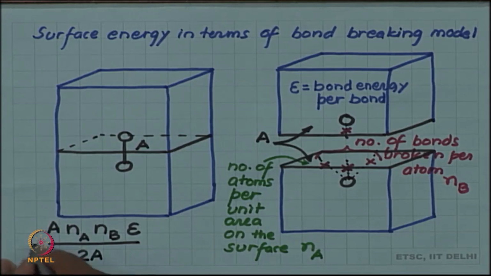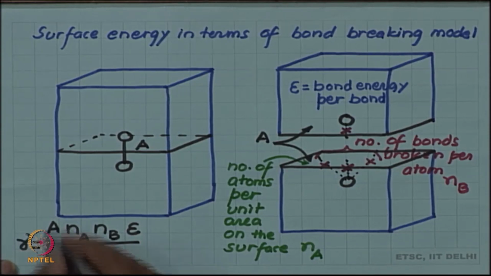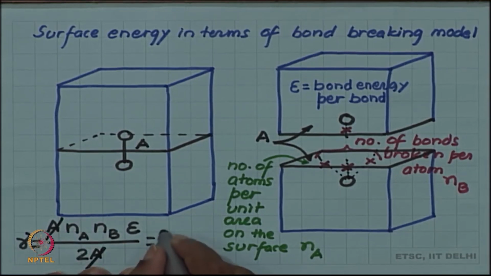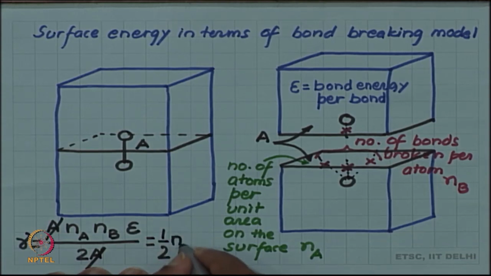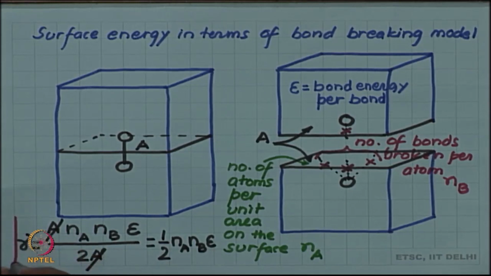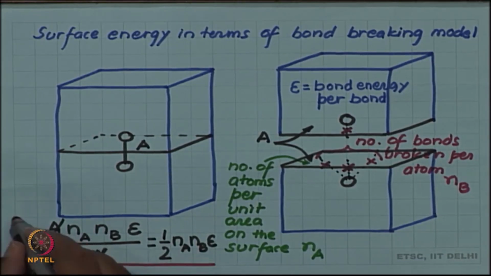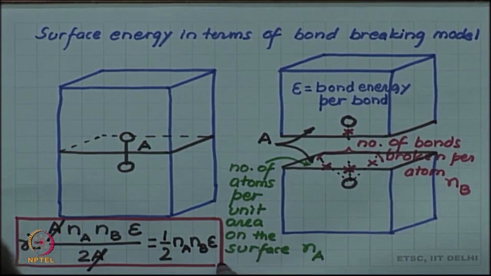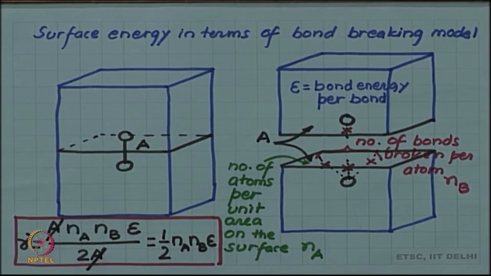So, you can see I get a simple formula for the surface energy per unit area gamma as half Na Nb epsilon, gamma equals half Na Nb epsilon. So, this is our final formula for the surface energy. We will apply it for some special cases to find the surface energy of different crystals.